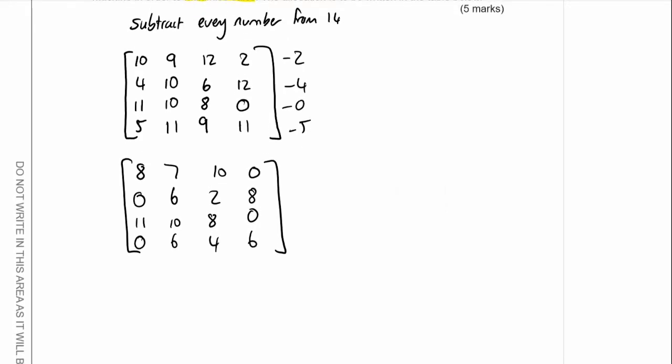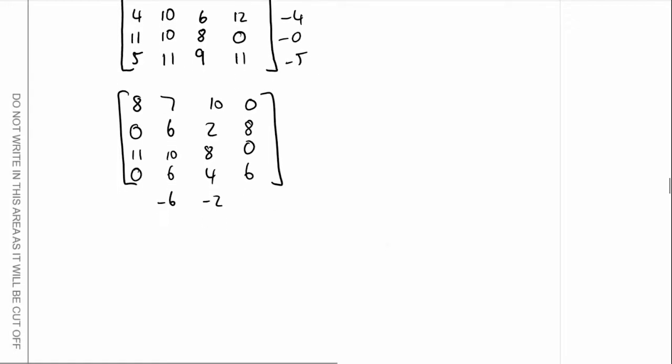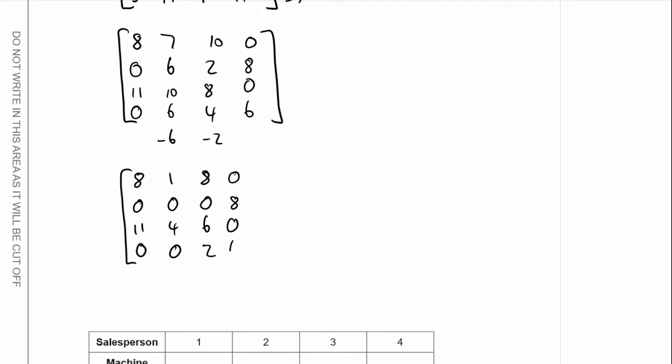Now we'll subtract the smallest number in each column. So the first column we don't need to do anything with. We'll subtract 6 from the second column. We'll subtract 2 from the third column, and we don't need to subtract anything from the last column. So that gives me, and I'm just going to write them in their columns now, 1, 0, 4, 0, 8, 0, 6, 2, and 0, 8, 0, 6.